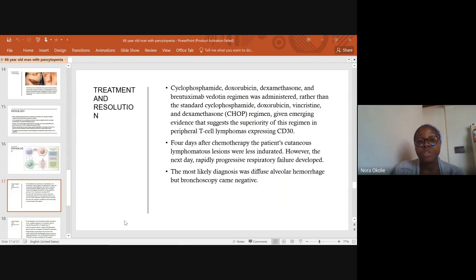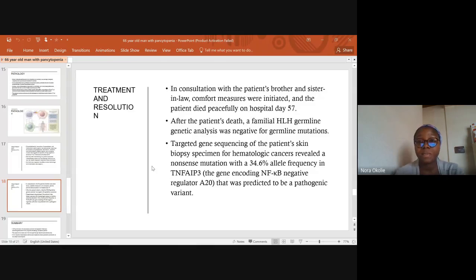And finally, the treatment administered to this patient was a cyclophosphamide, doxorubicin, dexamethasone, and brentuximab vedotin regimen. Although within 4 days the chemotherapy reduced the lesions, after a day the patient began to experience progressive respiratory failure. They first suspected it could be due to diffuse alveolar hemorrhage, but bronchoscopy came back negative. At the end of the day, after consultation with the patient's brother and sister-in-law, they decided to initiate comfort measures so that the patient could die peacefully on hospital day 57.